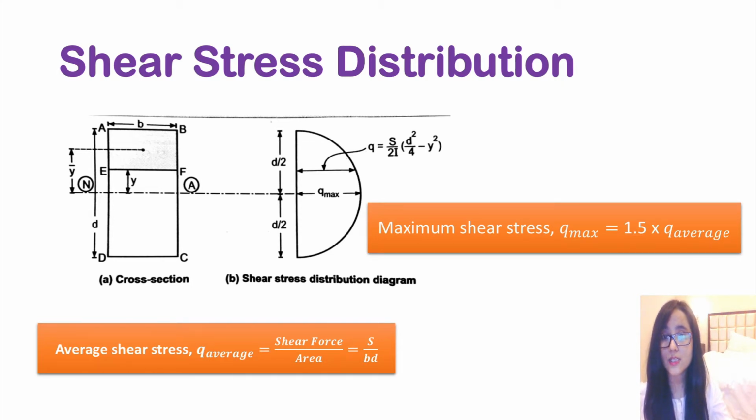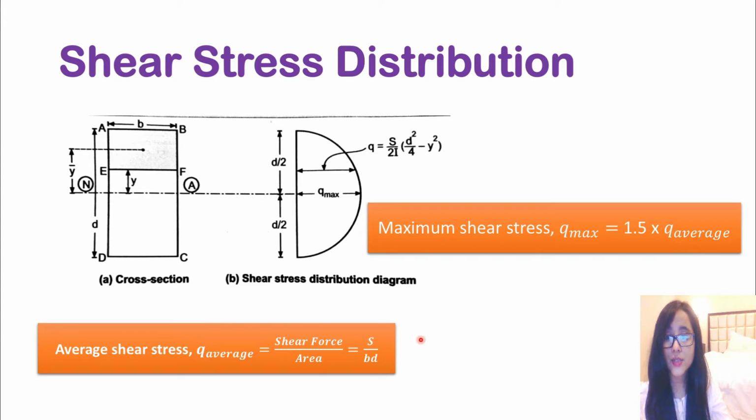Now the major thing that you need to solve for this numerical is to find this Q max. What is this Q max here? Q max signifies the maximum shear stress, denoted by Q max, and it is equal to 1.5 times Q average. That is the formula, if you have to find this.